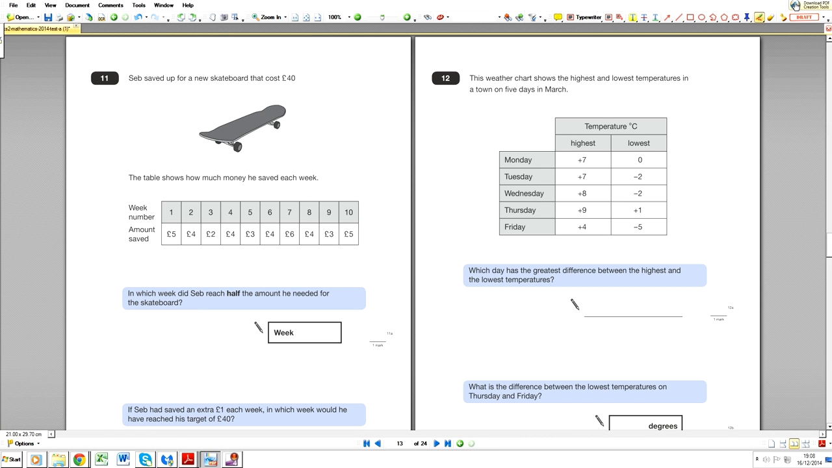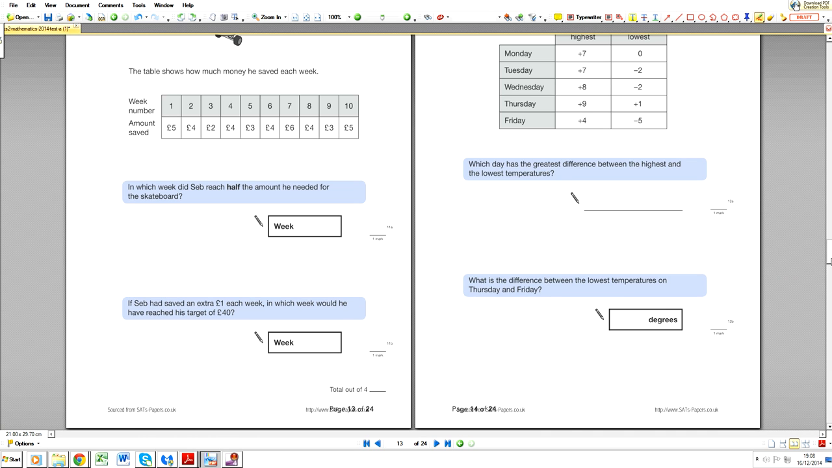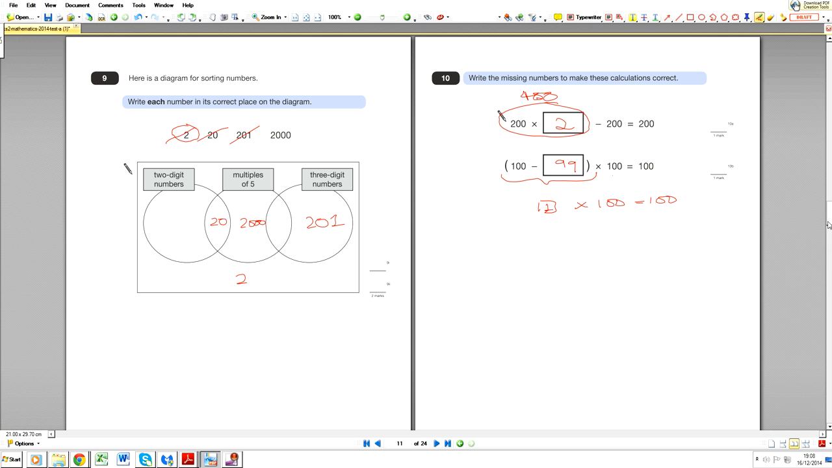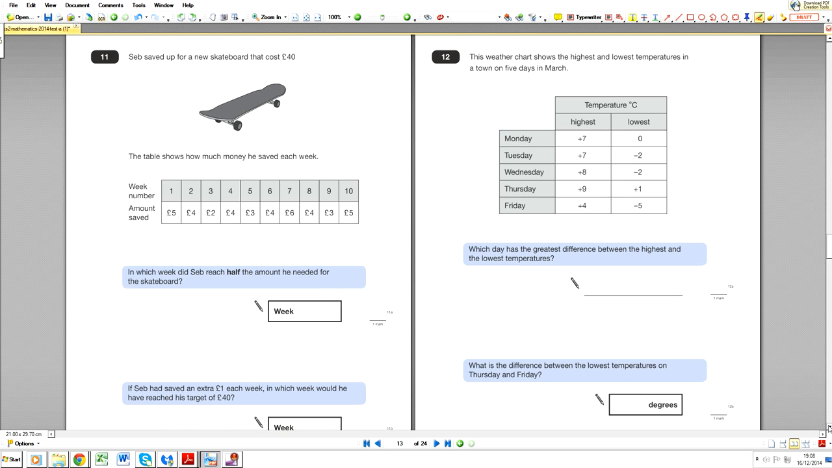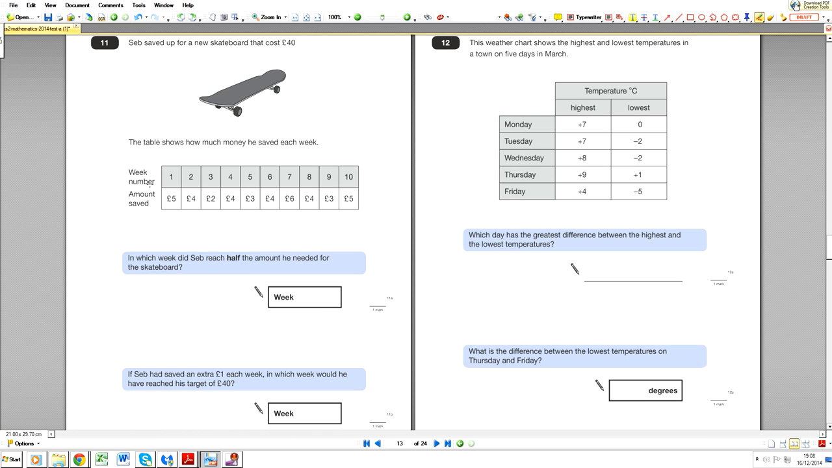Question number 11. Seb saved up for a new skateboard that cost £40. The table shows how much money is saved each week, week 1 to week 10. In which week did Seb reach half the amount he needed for his skateboard?